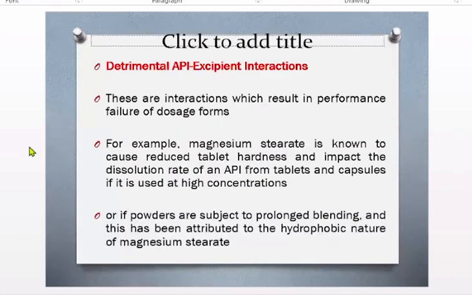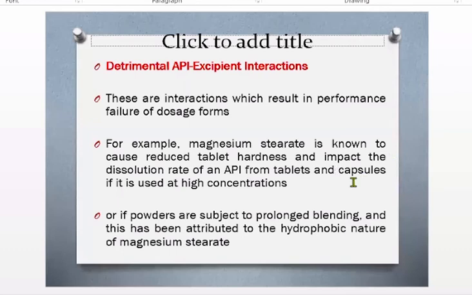Then you have detrimental API excipient interactions. These are interactions which result in performance failure of dosage forms. So the dosage form doesn't perform optimally because of these interactions. Again, here we use the example of magnesium stearate, which is known to cause reduced tablet hardness and impact the dissolution rate of the API.